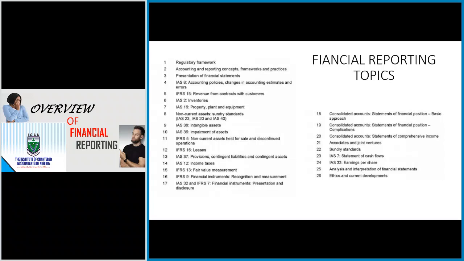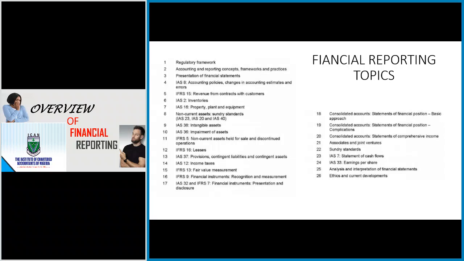Then moving on, we're talking about leases. Don't forget we have a lot of different types of leases, operating lease and the like, and we need to know and be well grounded in IFRS 16.